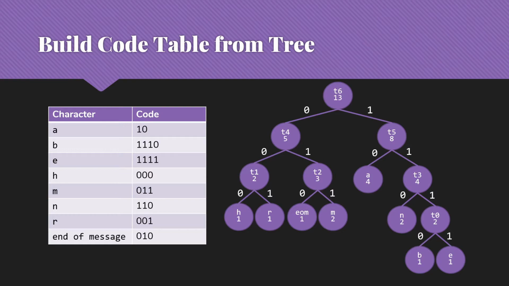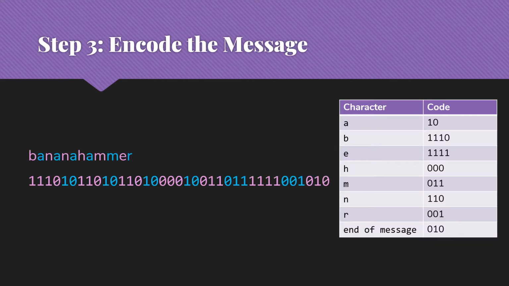So once we have the code table, it's a fairly easy job to actually encode our message using the table. So we're going to go through each character of our message and put in the code from the table for that character. So B will be 1, 1, 1, 0, A will be 1, 0, N 1, 1, 0, A 1, 0 again, and so forth through the whole thing. And of course, when we get to the end of the message, we'll tack on the 0, 1, 0 for our end of message character.